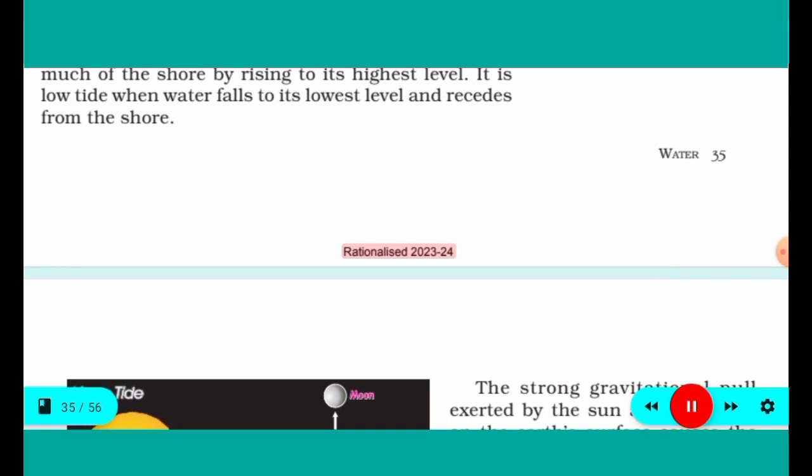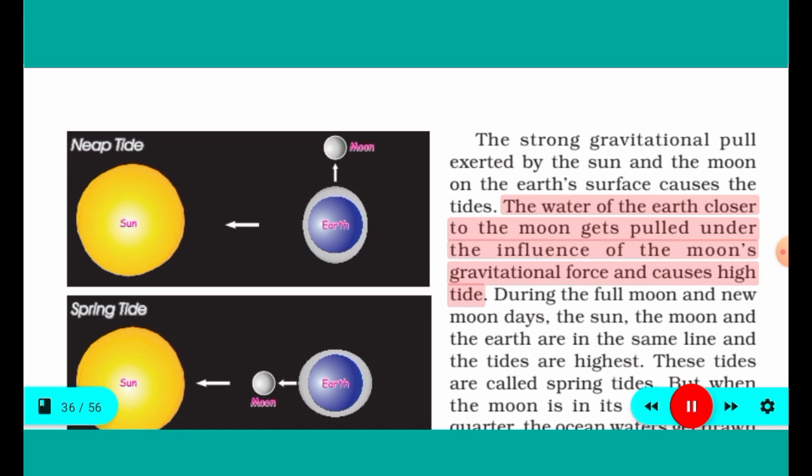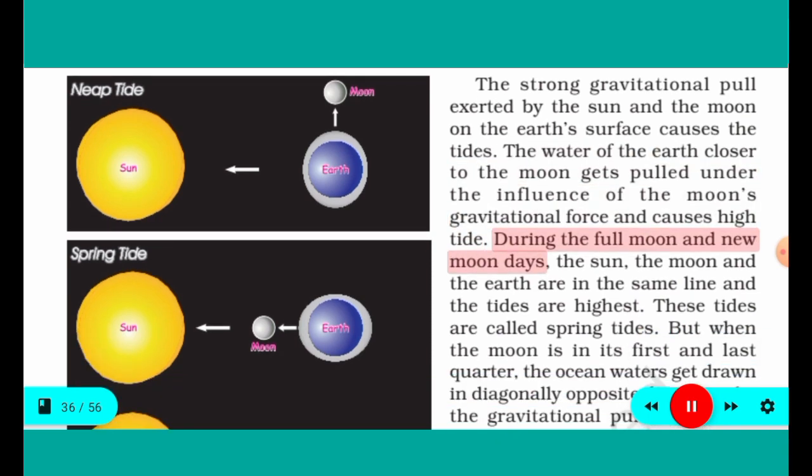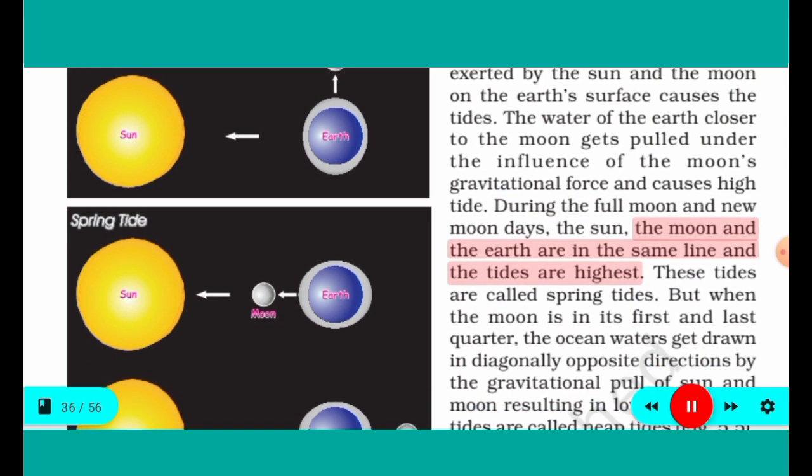The strong gravitational pull exerted by the Sun and the Moon on the Earth's surface causes the tides. The water of the Earth closer to the Moon gets pulled under the influence of the Moon's gravitational force and causes high tide. During the full moon and new moon days, the Sun, the Moon and the Earth are in the same line and the tides are highest.